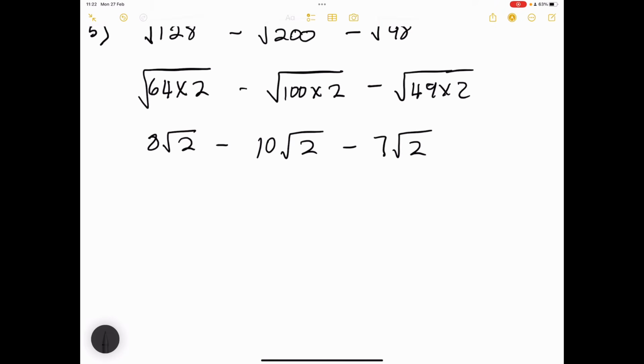Minus 2 rather, root 2. And minus 7 root 2. So all of that would give me minus 9 root of 2. That would be our final answer.